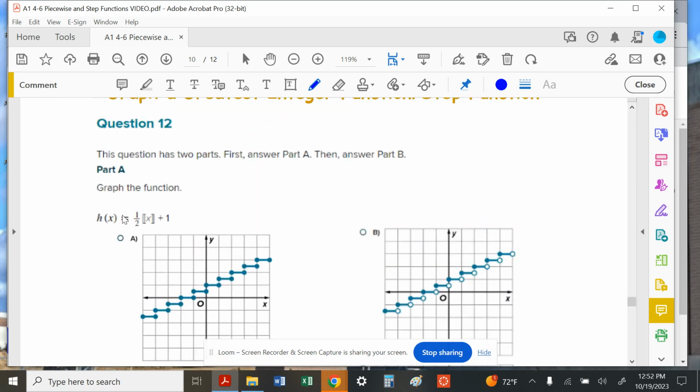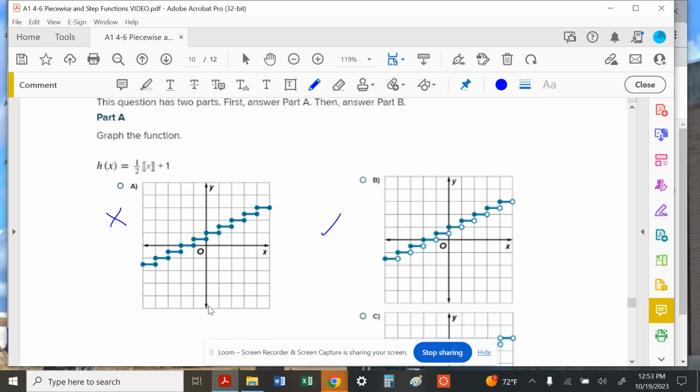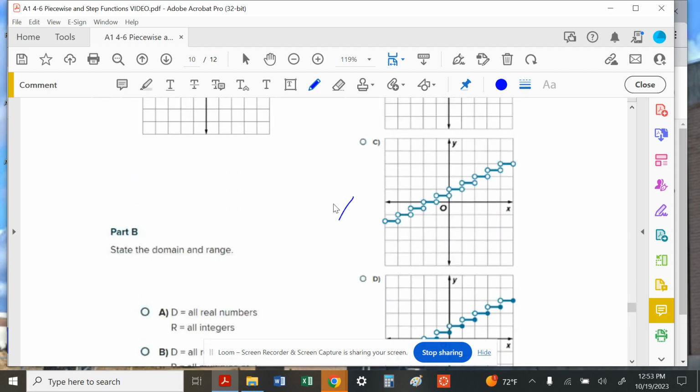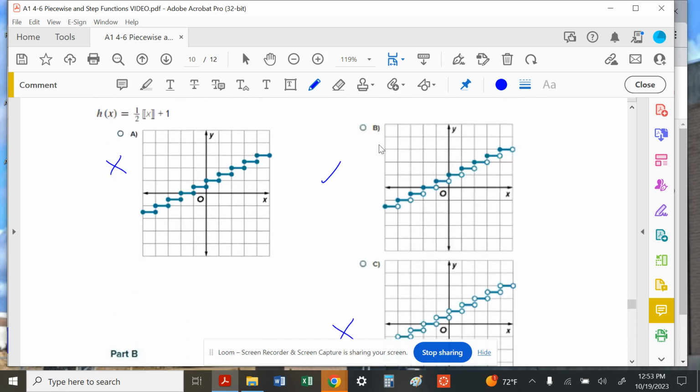So far, we're getting to a point where we don't know which one is the right one. However, if you remember that a step function always starts off with a closed circle here and an open circle here, this is the possibility. This one is not, because it has closed circles on both sides. This one has open circles on both sides, and this has the closed circle on the wrong side, so therefore it has to be B. So B would be my answer.